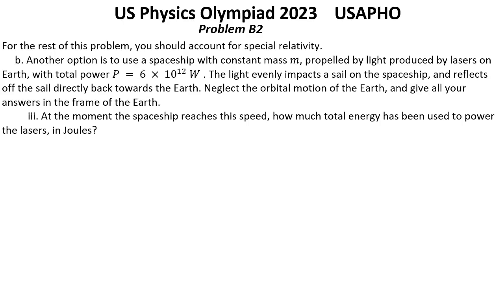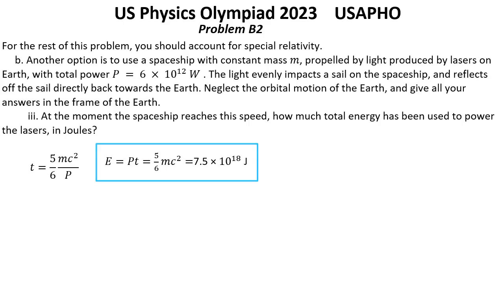From the previous question number 2 we found that the total time equals 5/6 mc squared over power P. So it means the total energy used to power the lasers was 5/6 mc squared, or 7.5 multiplied by 10 to the power 18 joules. That was the solution for question 3 from part B, and here we finish the discussion for problem B2.